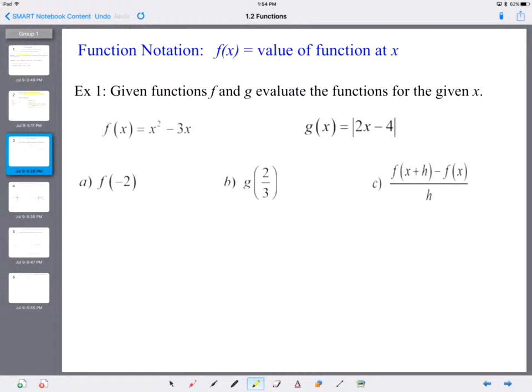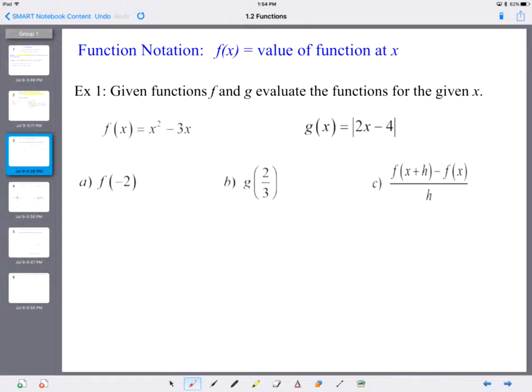Function notation. You guys are all familiar with function notation. f of x is equal to some value of the function at that specific x value. So we're going to look at some different functions here, f and g, and we're going to evaluate those functions for a given x value.